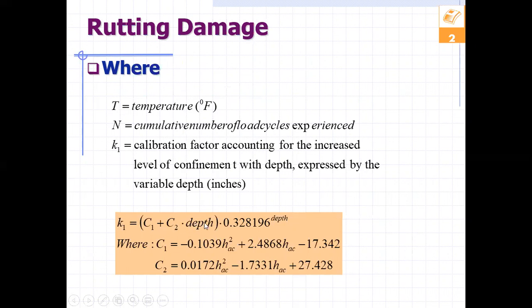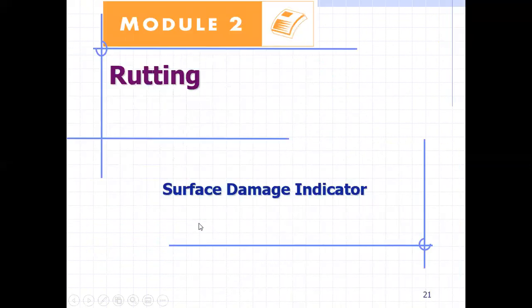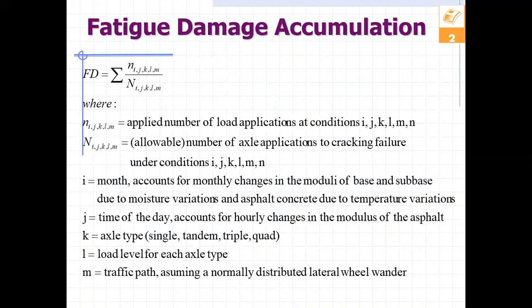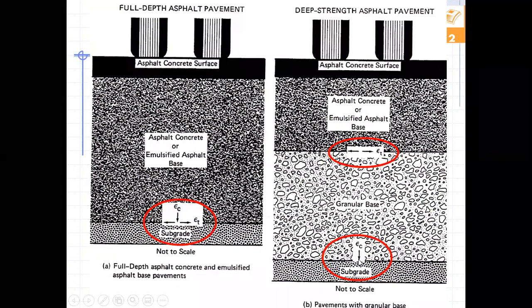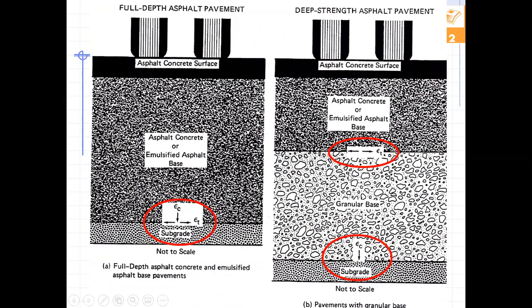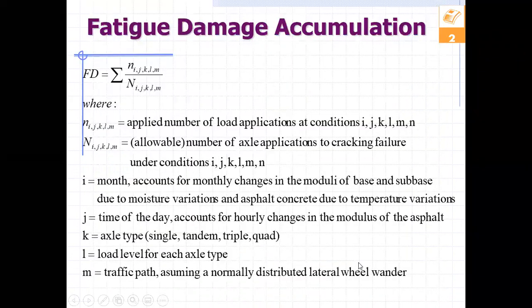Now, at what depth are you interested for rutting? The rutting, if you are in a granular pavement, is happening at the contact between the subgrade soil and the granular base. But that will be the rutting for this granular base. There's another one that could be happening here at the interface between the asphalt and the granular, okay? So those are the depths.